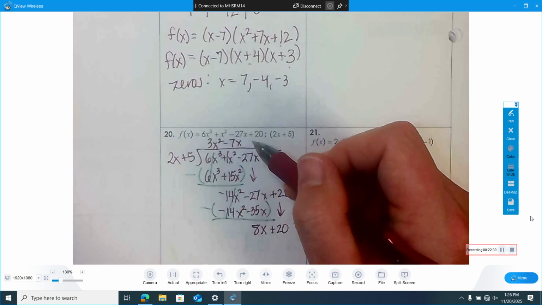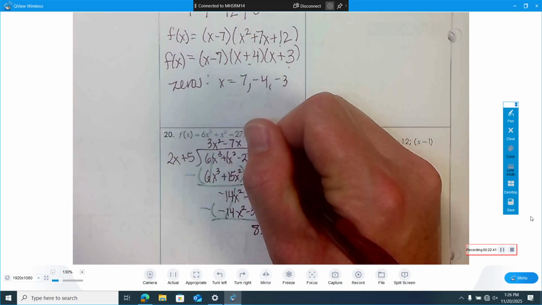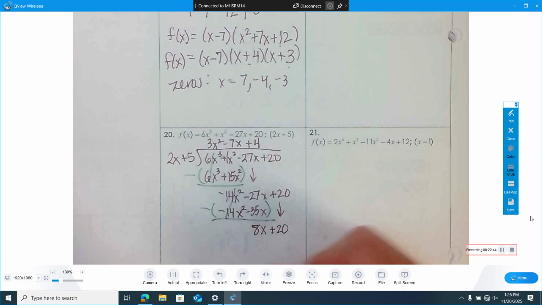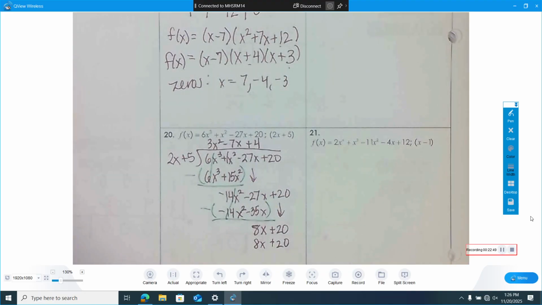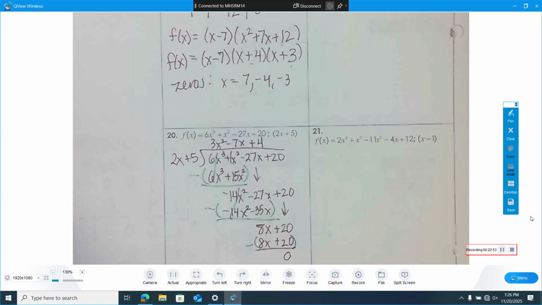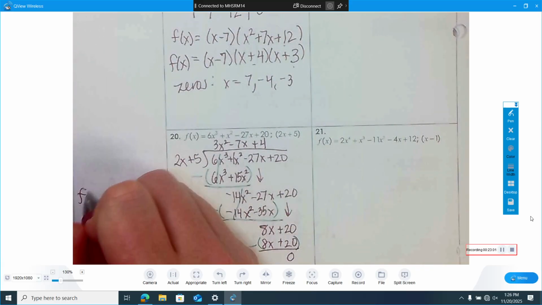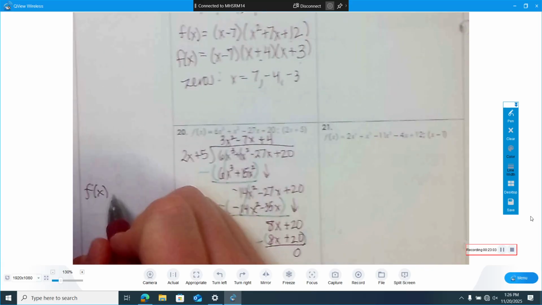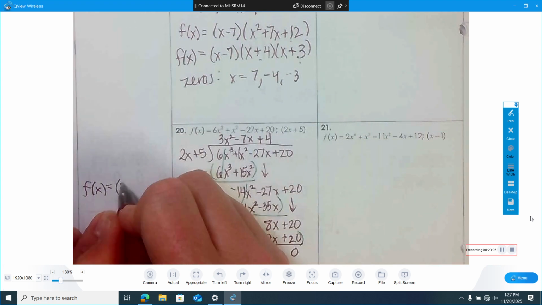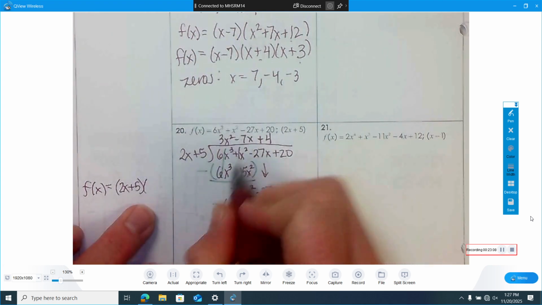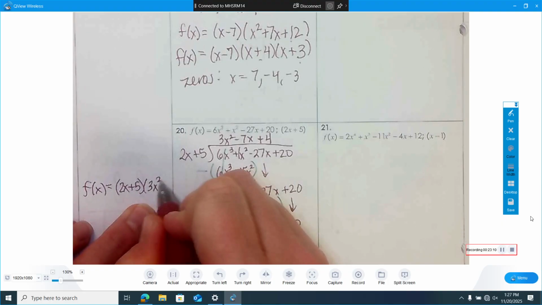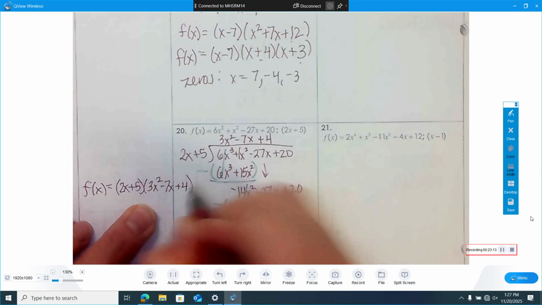And then back to the top, what times 2x? Positive 4. 4 times 2x is 8x, and 4 times 5 is 20, and we get remainder 0. Excellent. We should get a remainder 0. So then if I take my factor, 2x plus 5, times the quotient, 3x squared minus 7x plus 4.